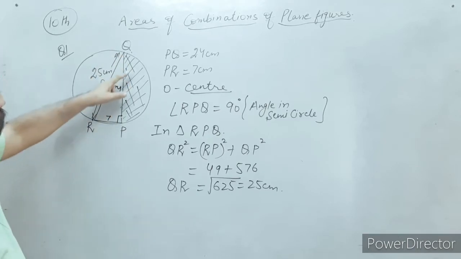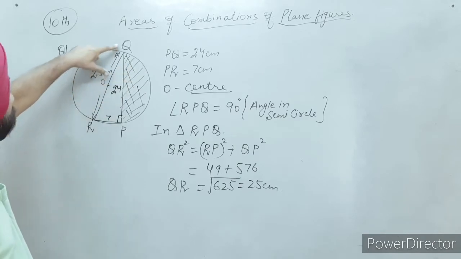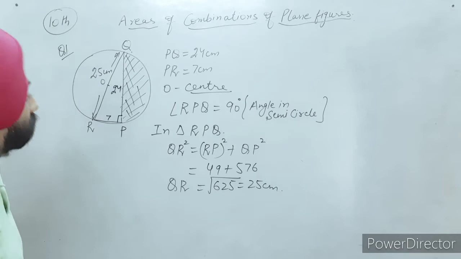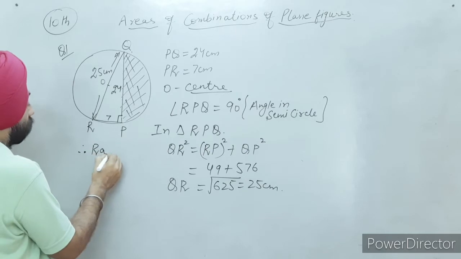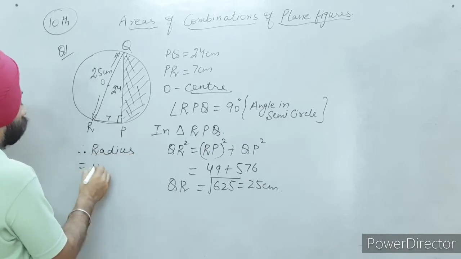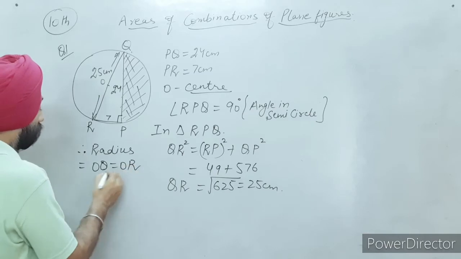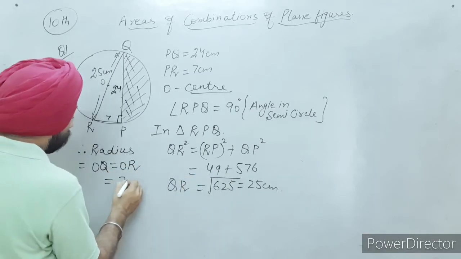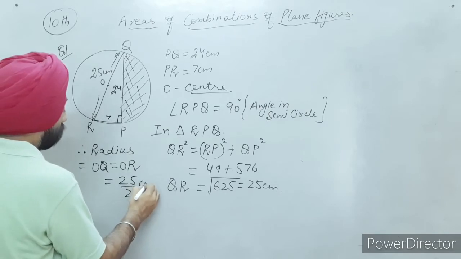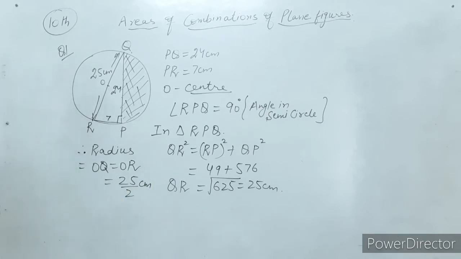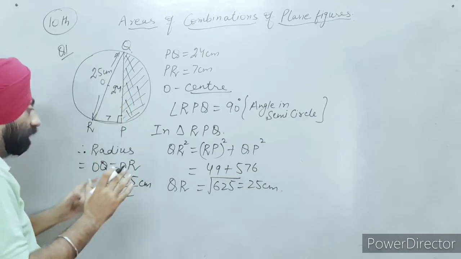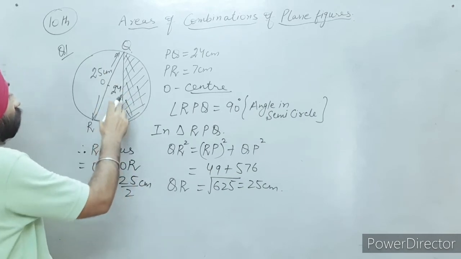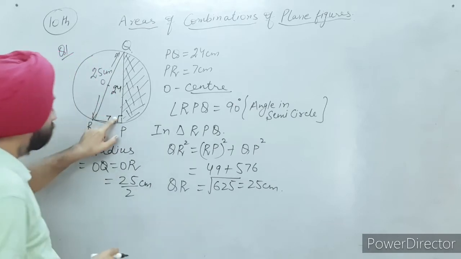Now I have to calculate the area of this shaded region. Now QR is the diameter of the circle, therefore its radius OQ equals OR, which is half of the diameter, that is 25 by 2 centimeters. Now what to do? Calculate the area of the semicircle, subtract the area of the triangle RPQ. I can easily calculate the area of the right angle triangle. It is right angled at P.